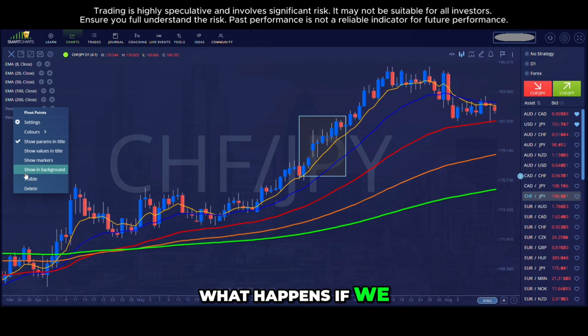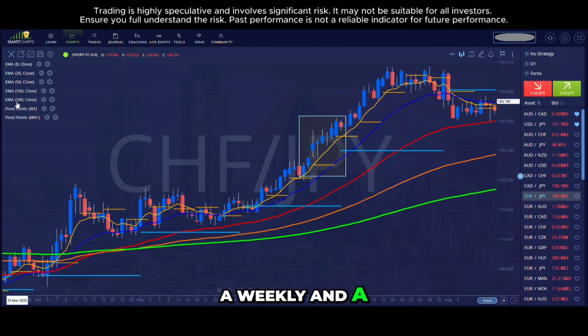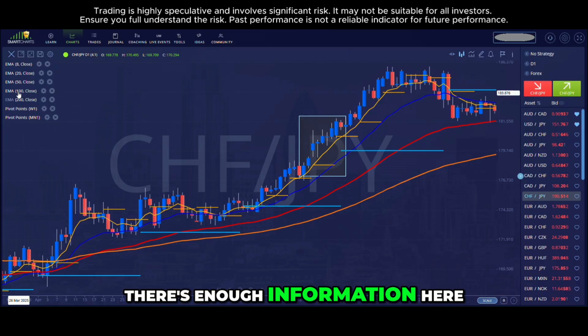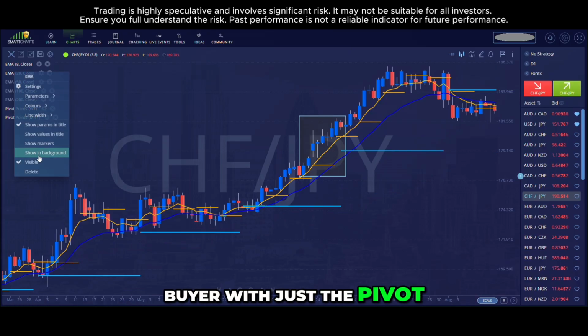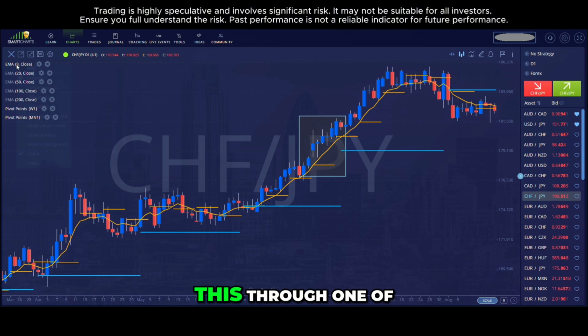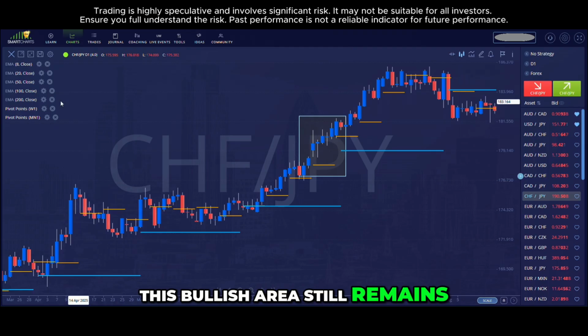What happens if we start to then add things like pivot points? If I put on a weekly and a monthly pivot, there's enough information here for you and I to decide that we want to be a buyer with just a pivot, because maybe we've learnt this through one of the workshops and we see that this gives us enough information to be a buyer, and this area tells us, well, actually, there's nothing to be doing here because look, price is below the weekly pivot. You can see that this bullish area still remains.